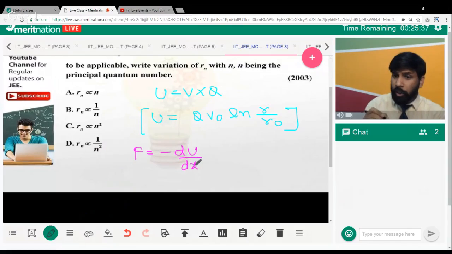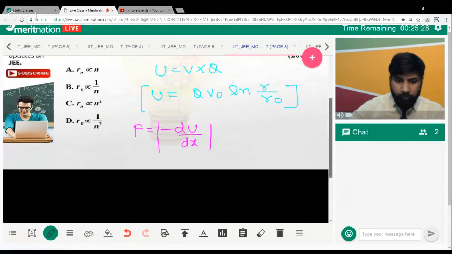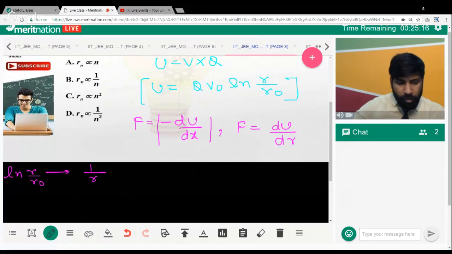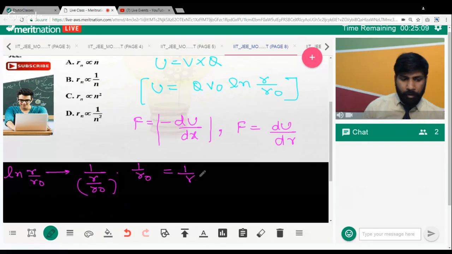Force is equal to minus du by dx, but we only need to think about the magnitude here, so we can take the mod. Let us differentiate this with respect to r, because here r is the variable, so du by dr. What is the differentiation of ln r by r naught? It is 1 by r naught into 1 by r naught, so we only get 1 by r. This is the differentiation of ln r by r naught.